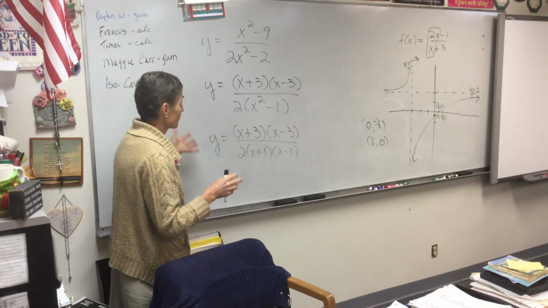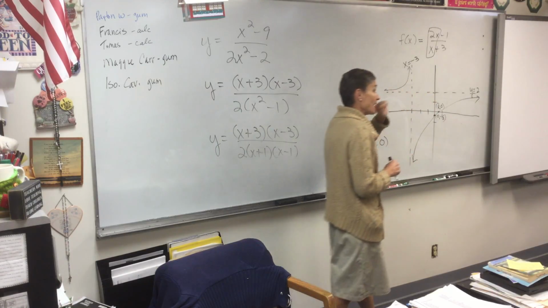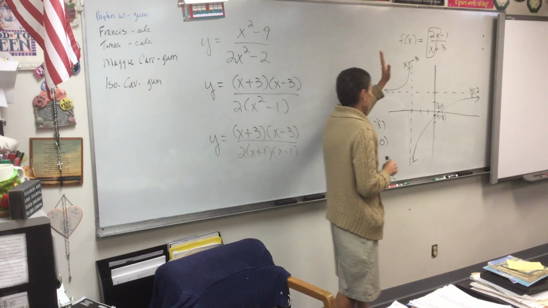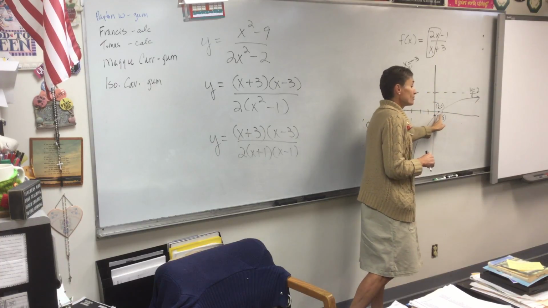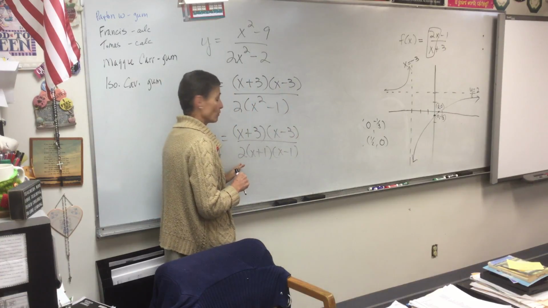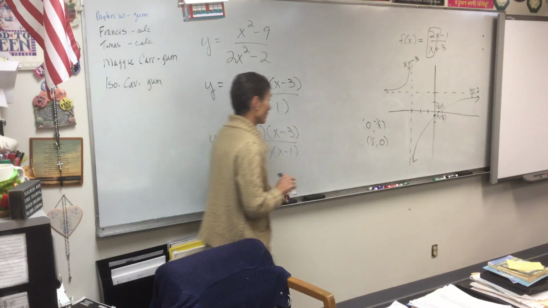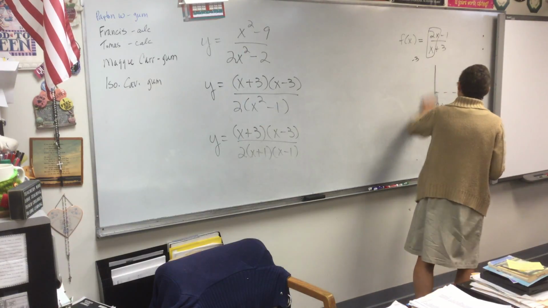Alright, so what are some of the things? Remember when we do our sketch, the things that have to be there are any vertical asymptotes, horizontal asymptotes, intercepts, and holes. Those are the things that have to be there. Now you've already told me there's no holes, so I don't have to worry about that. What about other things? Are there other things?